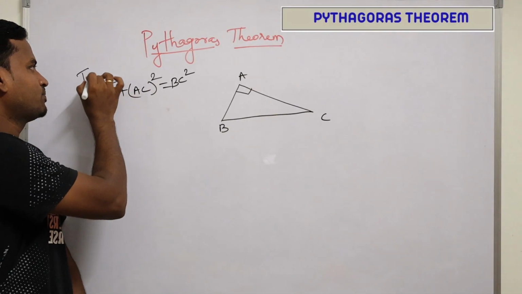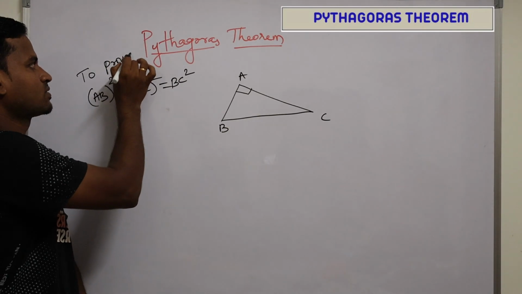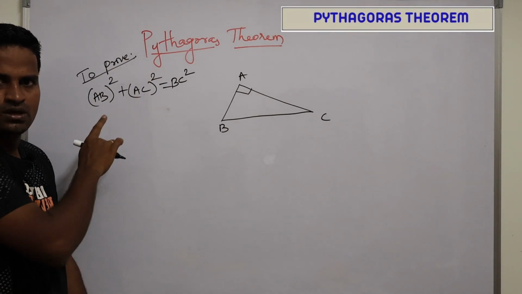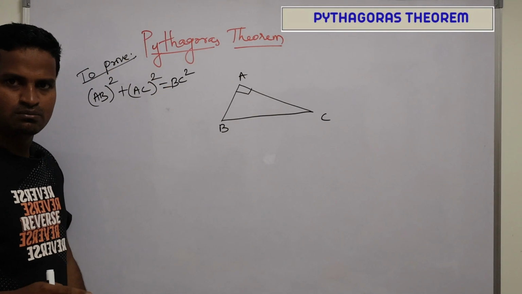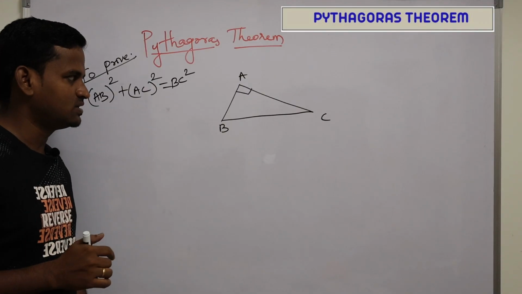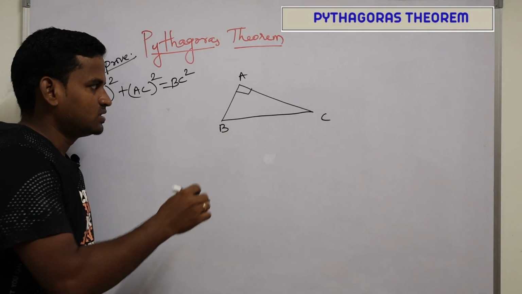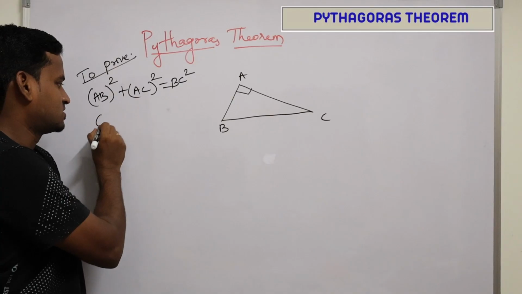To prove: AB square plus AC square equals BC square. Okay, a simple proof only. Listen here. Do one thing: construction.